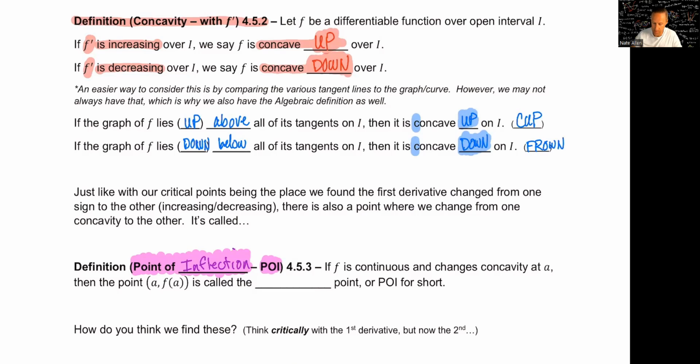So again, the definition here is if it's continuous and it changes concavity at some value, we're going to call it the point (a, f(a)), then it is called the inflection point, or where the slopes of our tangents would reflect to the other side in order to continue to have tangent lines instead of secant lines, where it only hits at one place on the outside of our function. And how do you think we find these? Well, remember the critical points was the first derivative. The second derivative is now going to be our way to find the point of inflection.